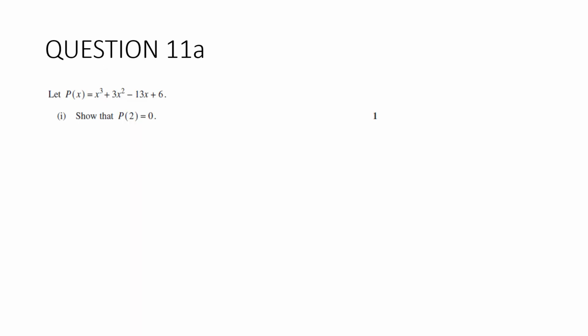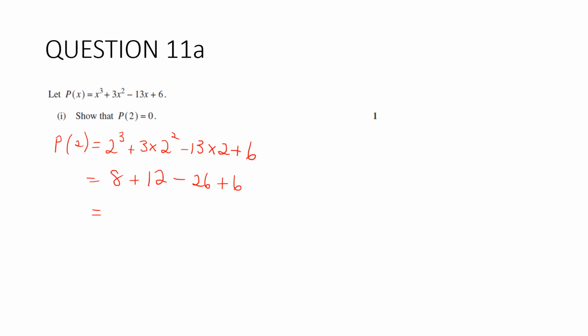Question 11a. Let p of x equal x cubed plus 3x squared minus 13x plus 6. Part 1, show that p of 2 is equal to 0. So we just need to substitute in 2 for x, which is equal to 8 plus 3 times 4, which is 12, take away 26 plus 6, which is equal to 20 take away 26 is minus 6, plus 6 is equal to 0.